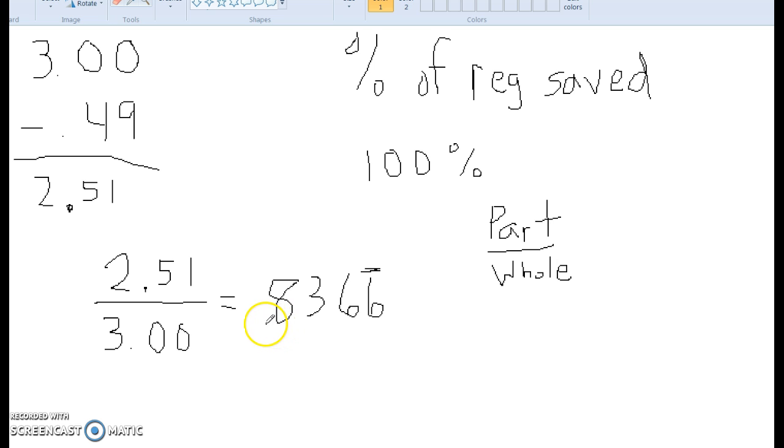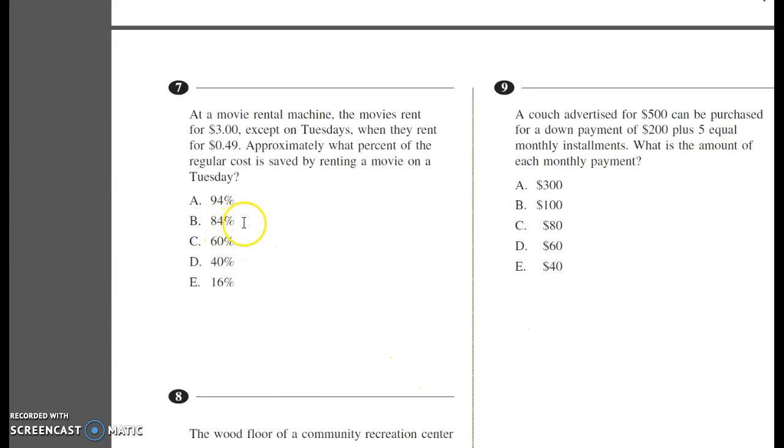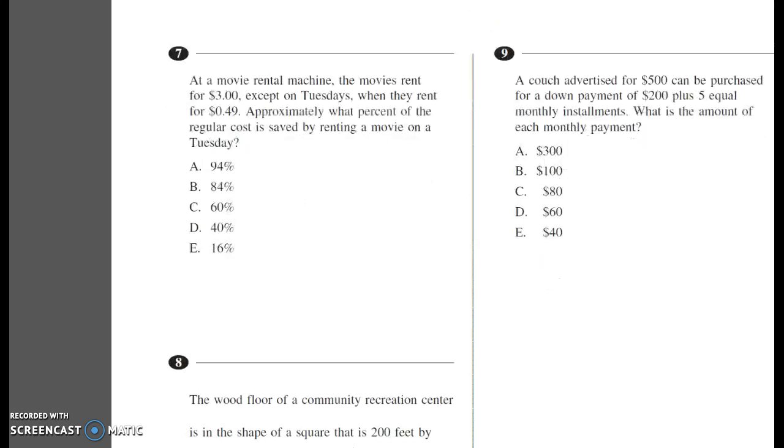So basically, when I change this to a percent, I'm going to move my decimal 2 spots, and I'm basically looking at 84% as the amount that I saved, okay? Because this is the dollar amount that I saved. This would be the percent amount that I saved. So let's look at the answers. We're looking for 84%, and it shows up right here as 84%. So that tells you how to work question number 7, that we're looking for that particular type of setup.